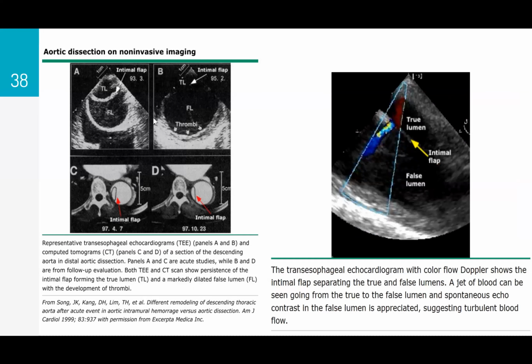These are also other images of the transesophageal echo. You can see them here. This is the true lumen and the false lumen. This is also another image. Here also an image of the true lumen, the intimal flap and the false lumen, and you can see the communication between the true and the false lumen.